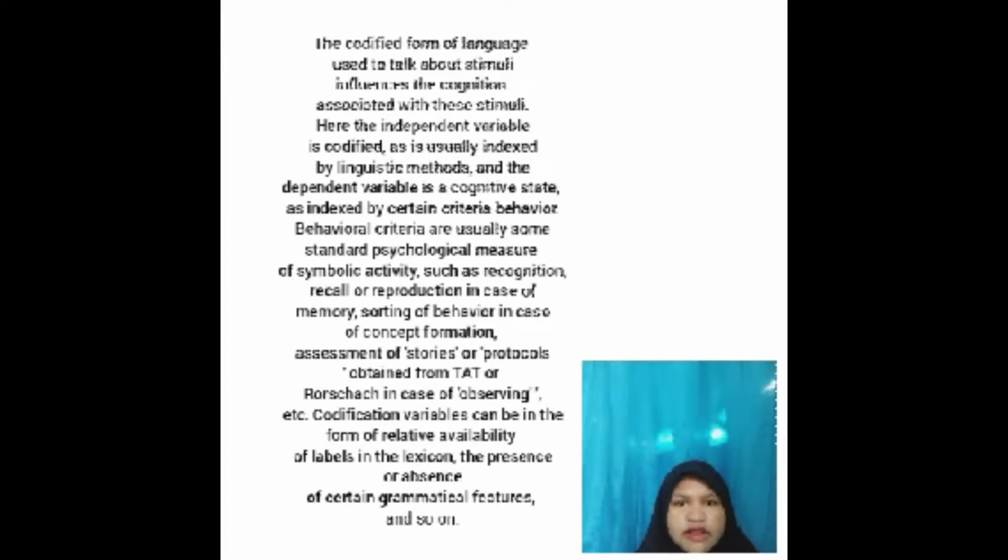Behavior criteria are usually some standard psychological measure of symbolic activity, such as recognition, recall, or prediction in the case of memory, sorting behavior in the case of concept formation, assessment of stereotypes or protocol events from TAT, or scores in the case of observing. The attached codification variable can be in the form of relative availability of labels in the lexicon, the presence or absence of certain grammatical features, and so on.